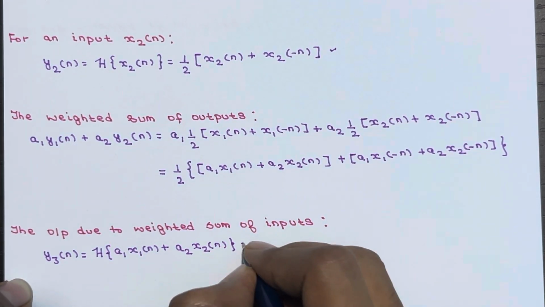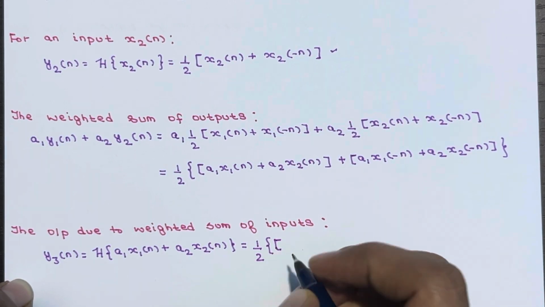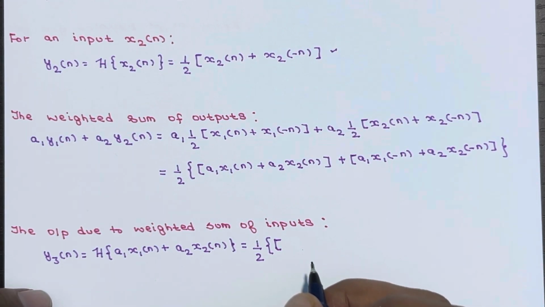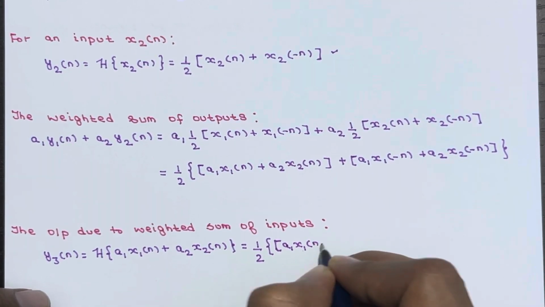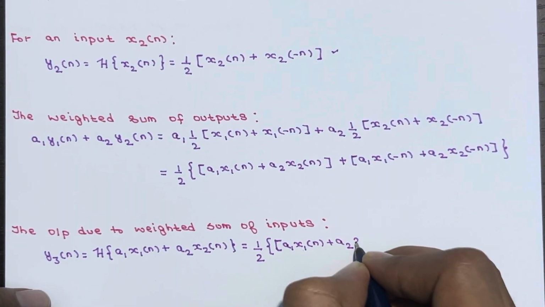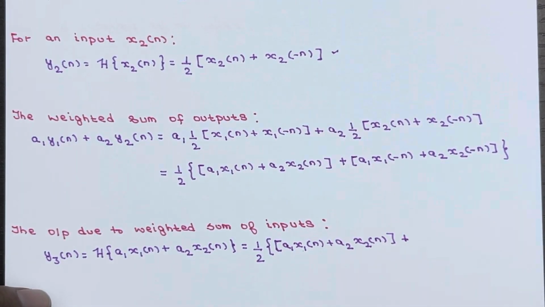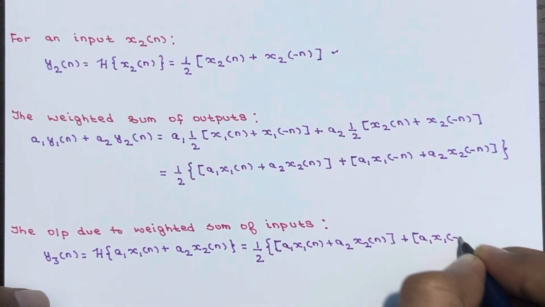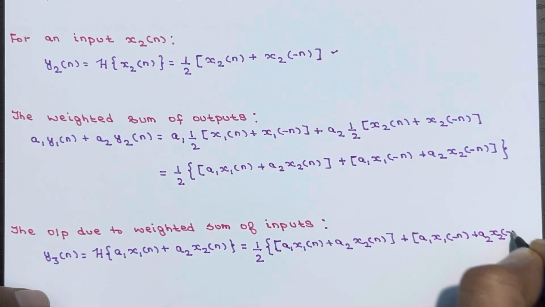Right? So this will become what? 1 by 2 and a1 into x1 of n. So plus this. Instead of x of n, you have to replace with this. So a1 into x1 of n plus a2 into x2 of n. Now plus, in the original equation we have x of minus n. So replace this with a negative sign. So it will become a1 into x1 of minus n plus a2 into x2 of minus n.